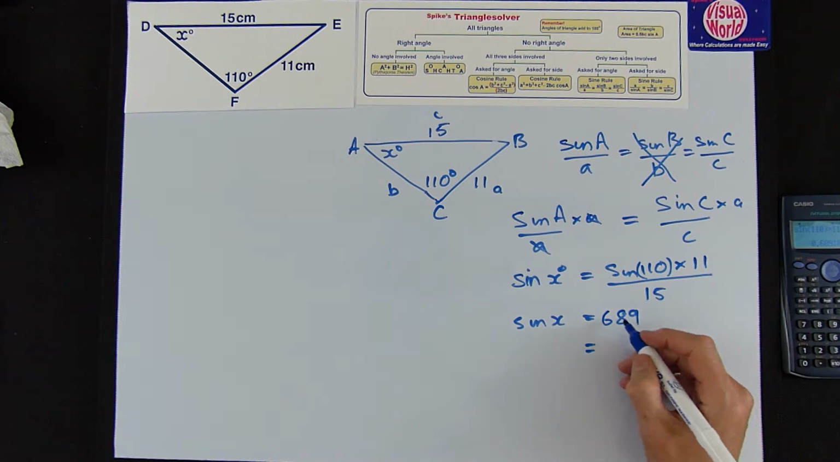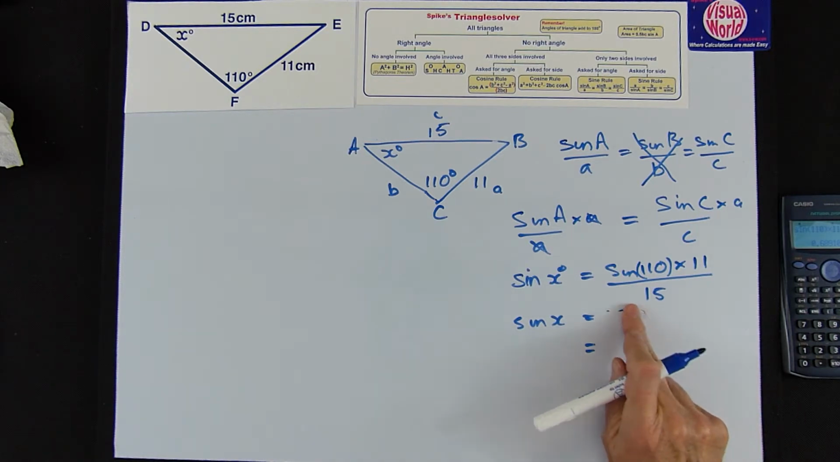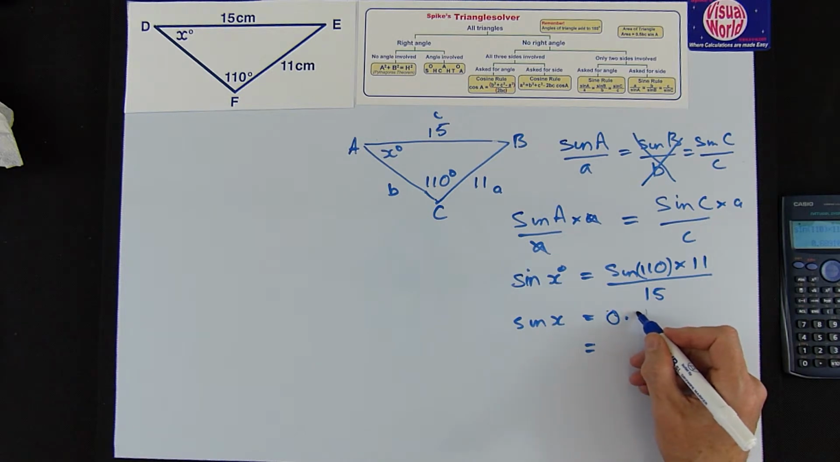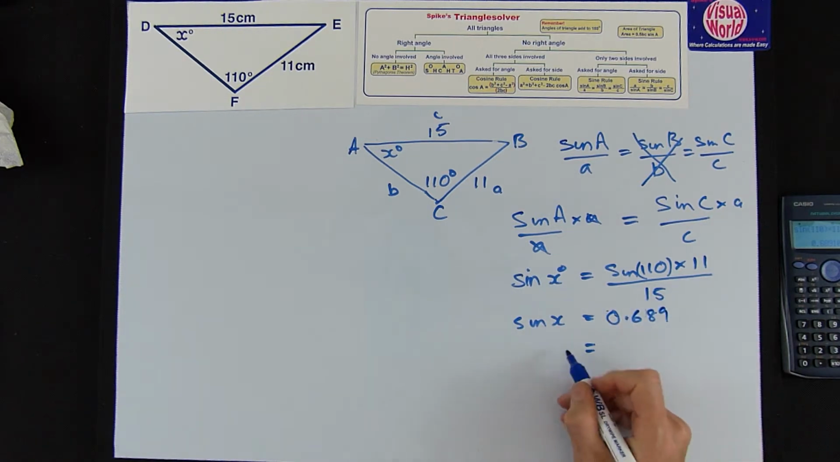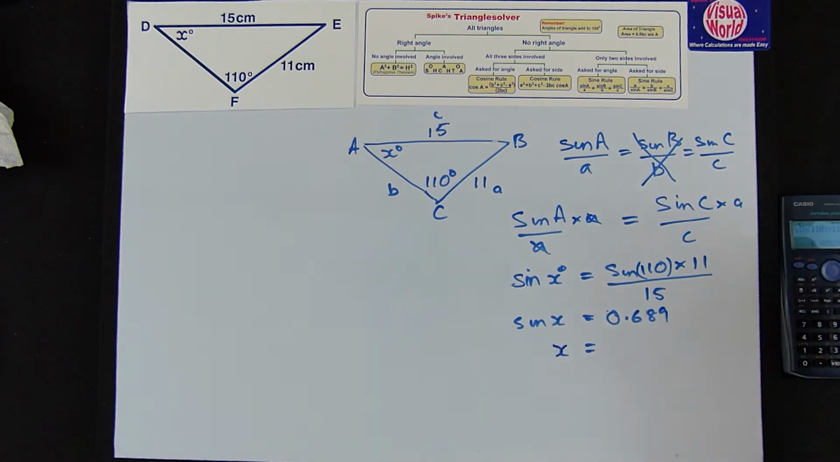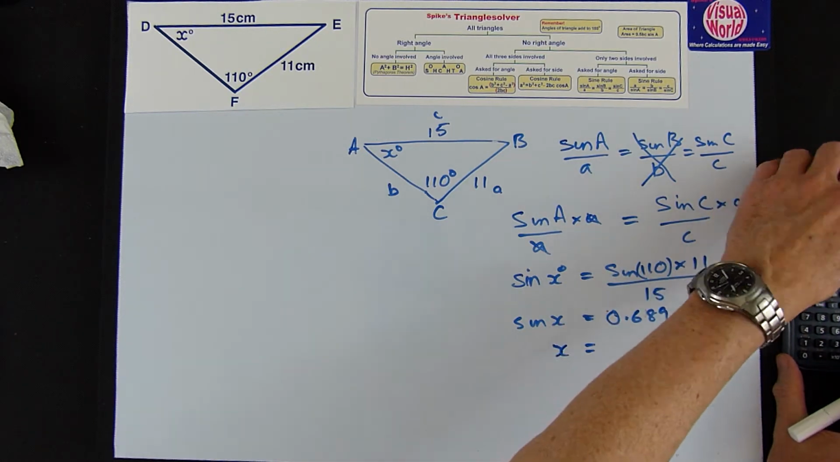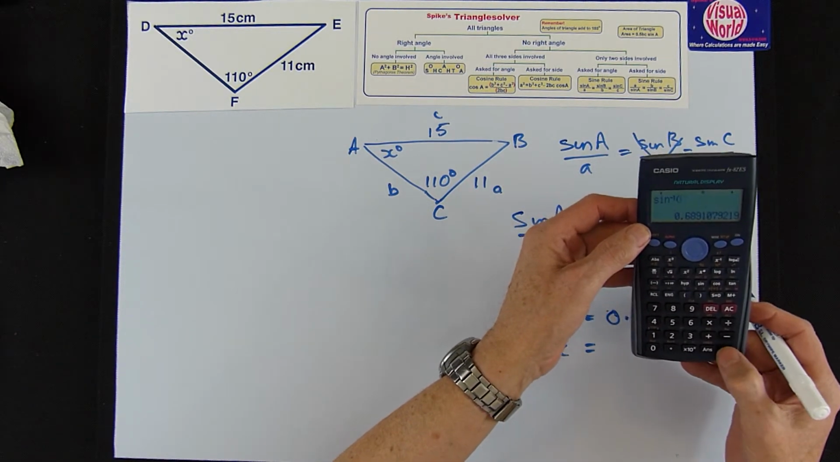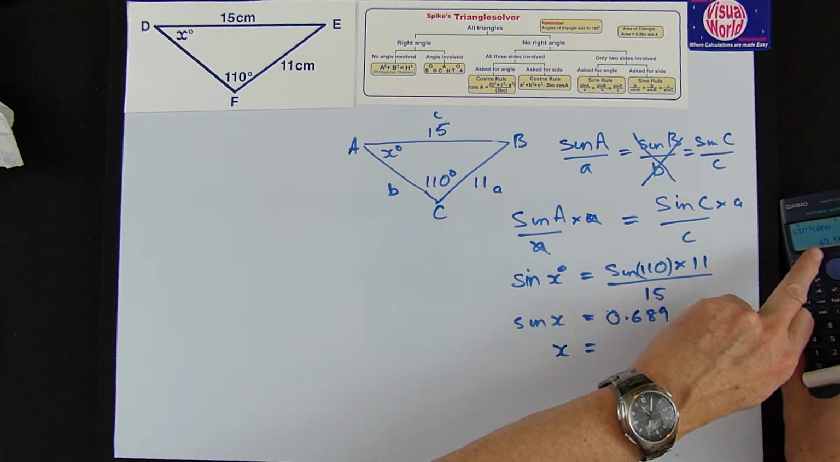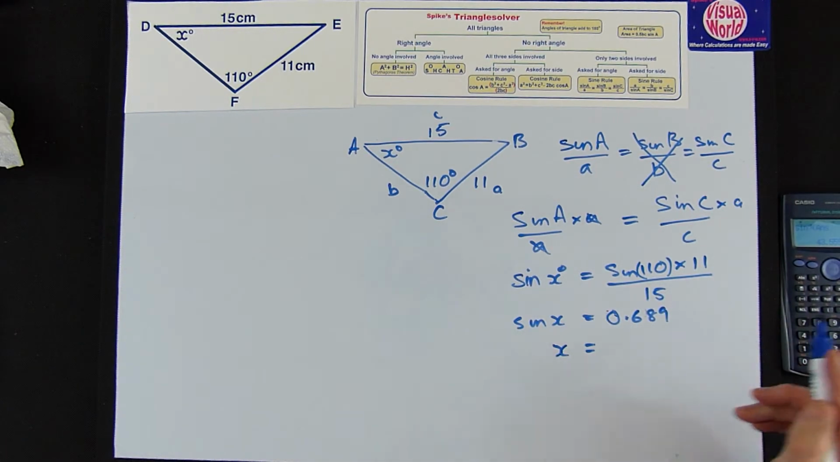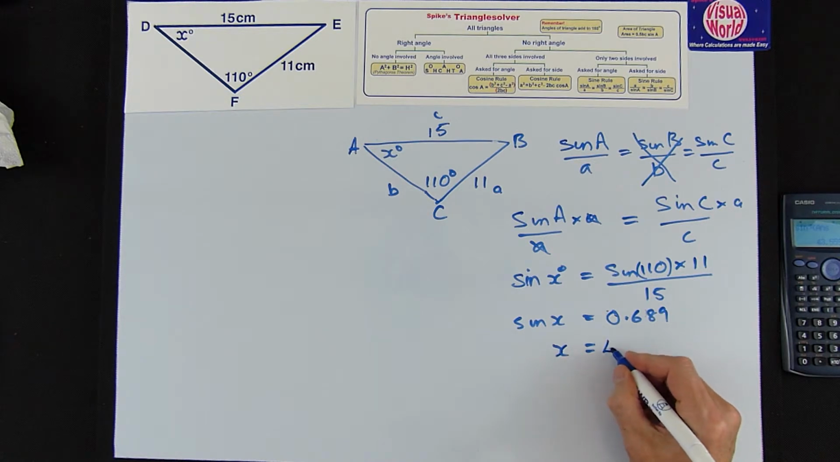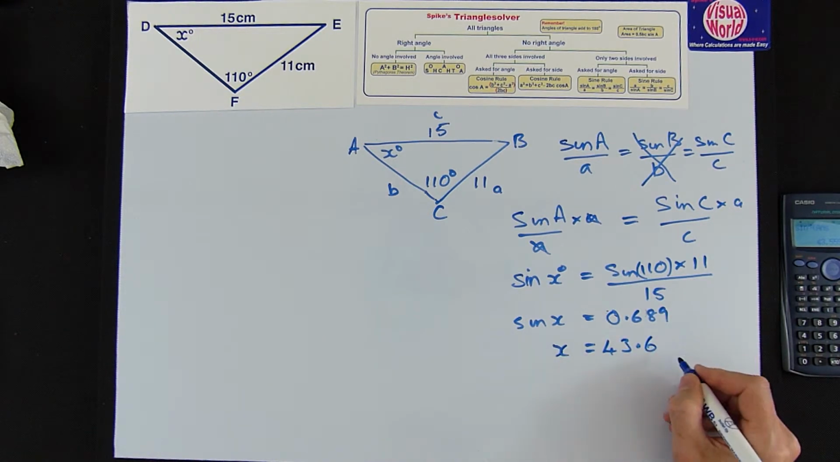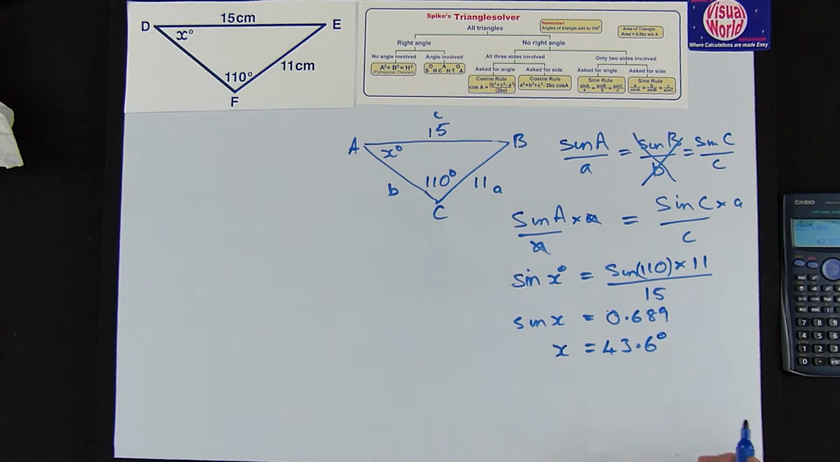So we've now got sine X equals 0.689. So we need to get X, so I'll go and shift the X or second X. We're basically doing inverse sine. So you go second sine equals, and we get 43.55. So rounding to 1 decimal place would give us 43.6. Put the degrees in, and that is your answer, and that is the first question.